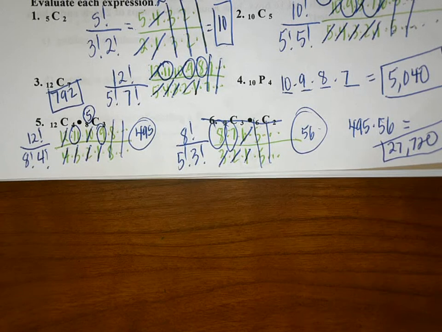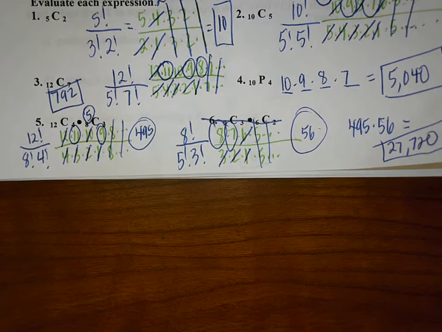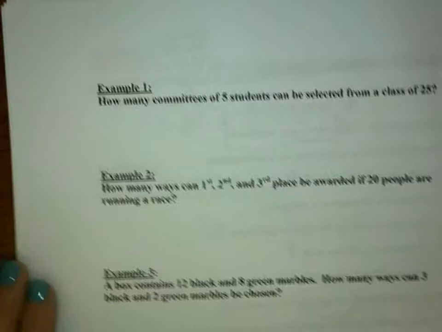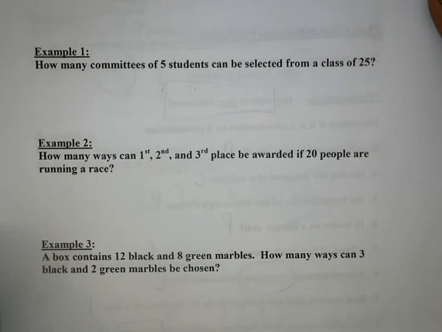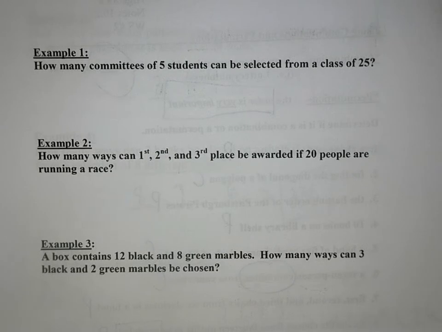Okay, questions? All right, now we're moving to the fun stuff, which is the word problems. Hopefully you'll remember the difference between combination and permutations, because each time you get to one of these problems, you need to think to yourself, is this a combination or is this a permutation? Example 1. How many committees of 5 students can be selected from a class of 25. Is this a combination or permutation?